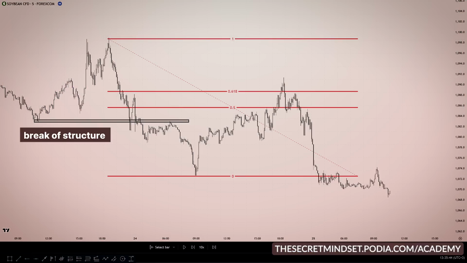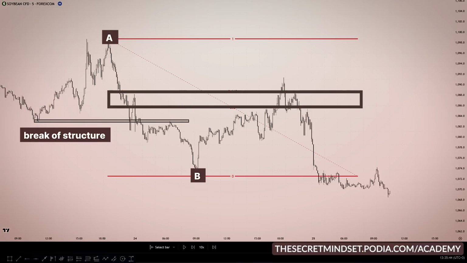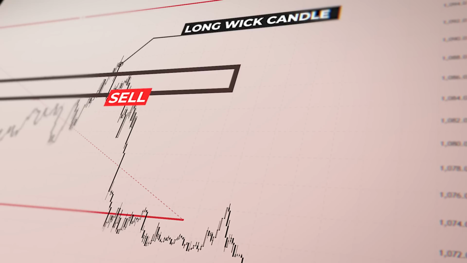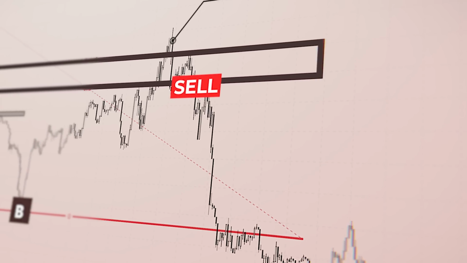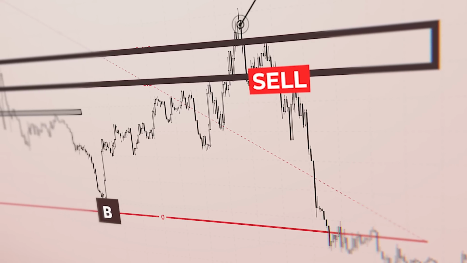Now we see price breaks below a significant previous low, signaling a break of structure to the downside. We mark the swing from the recent high to the low of the break of structure candle. We then draw our Fibonacci retracement on this swing. Price pulls back and we see it enter the golden zone. So we start looking for entry signals. This time a candle with a long wick is rejecting the zone.